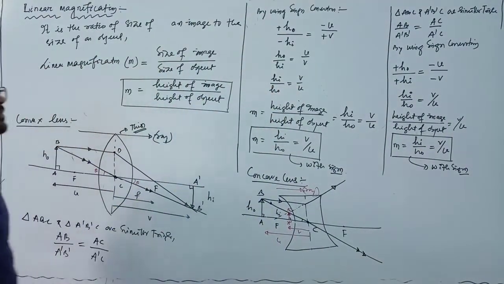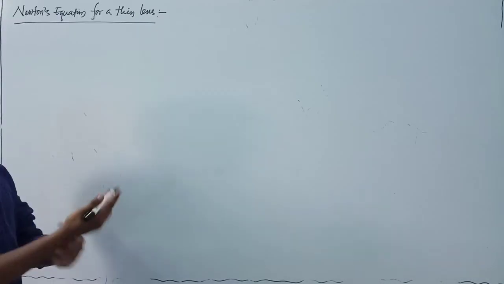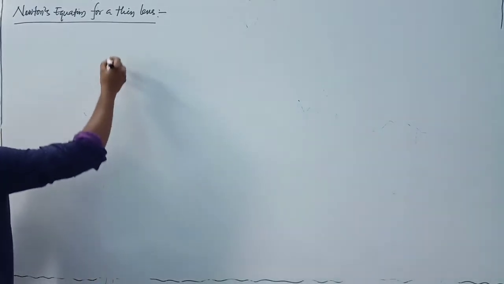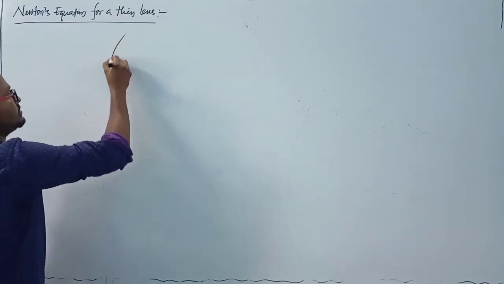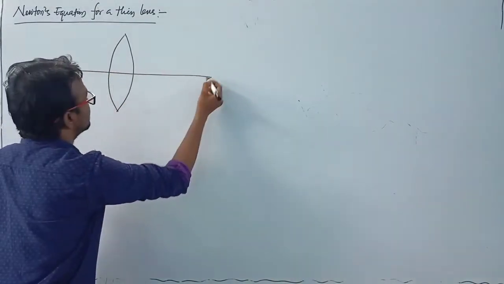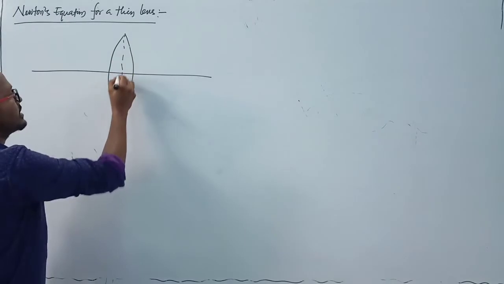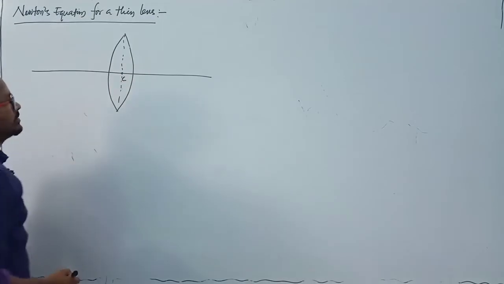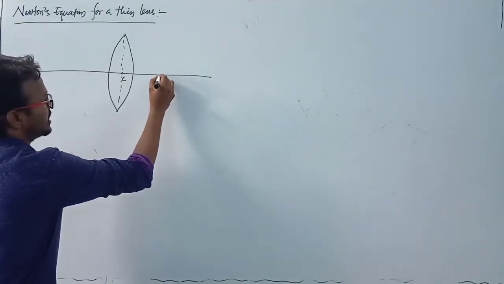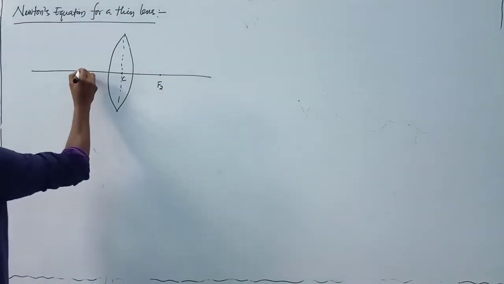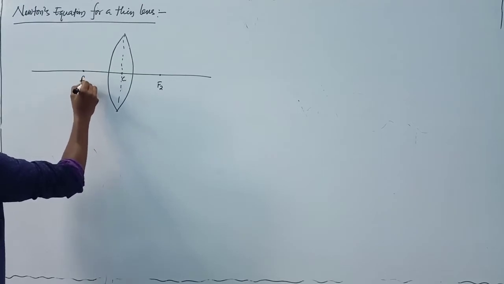Clear? So this is the magnification in case of convex lens and concave lens. And next, Newton's equation for a thin lens. Clear? So suppose we have a convex lens here, and this is the principal axis, and this point is the optical center, denoted by C. Clear? And suppose there is a focus, known as the second focus f2, and here the focus known as f1.